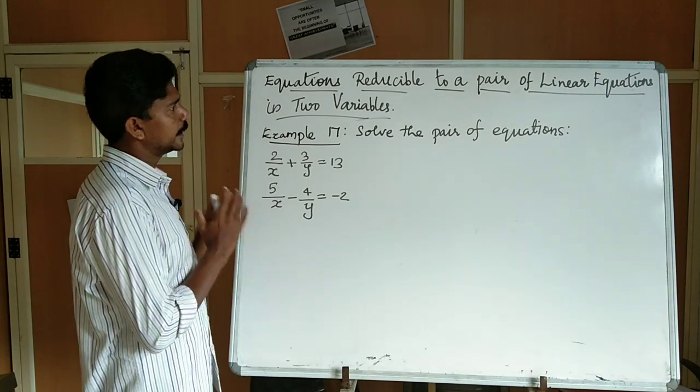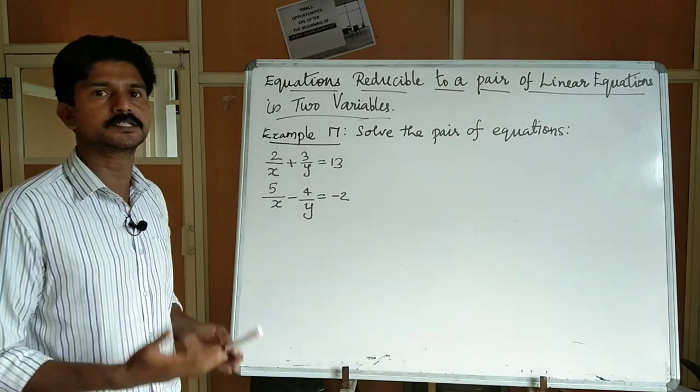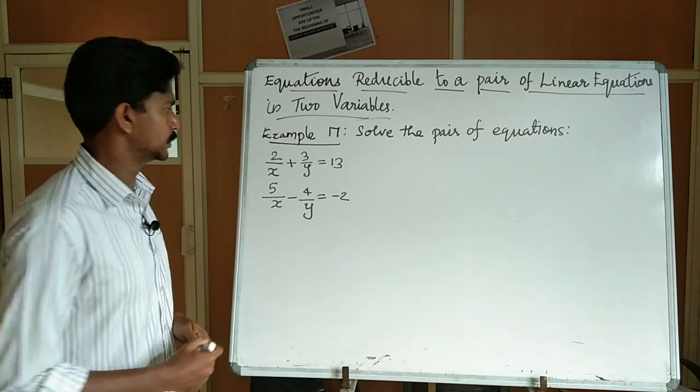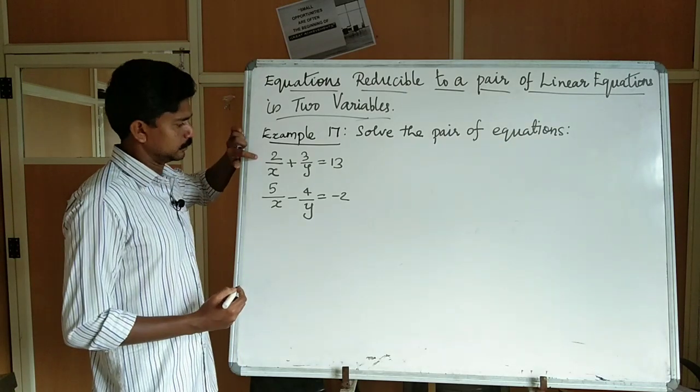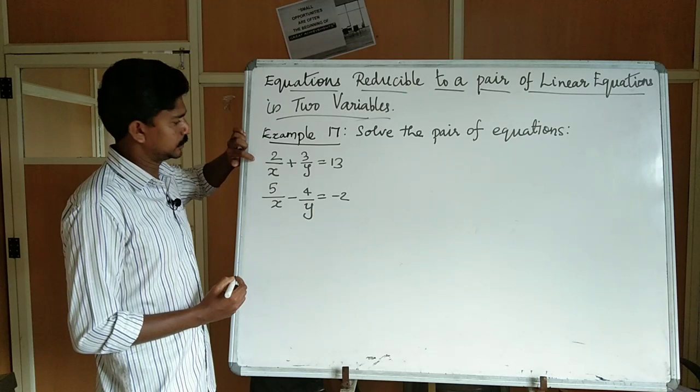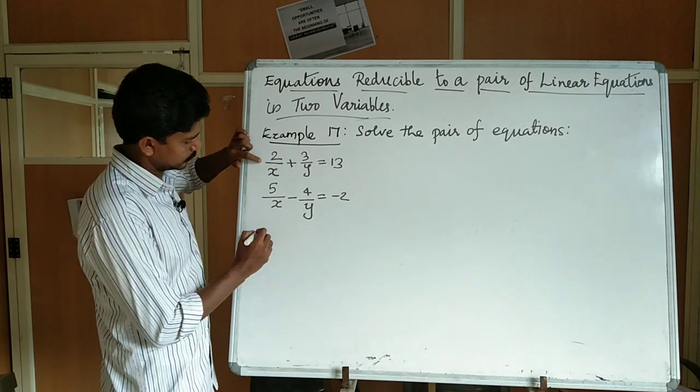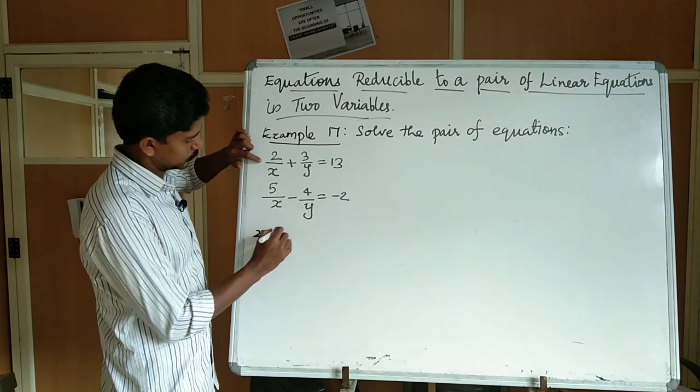So we are going to change this pair of equations into a pair of linear equations. For that, look at this. If we are going to change this one, we can write this as 2 into 1 by x.